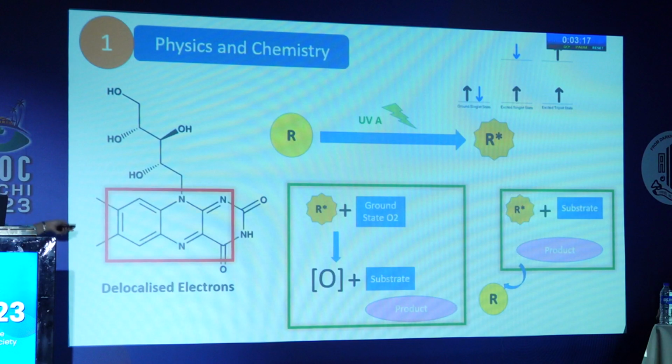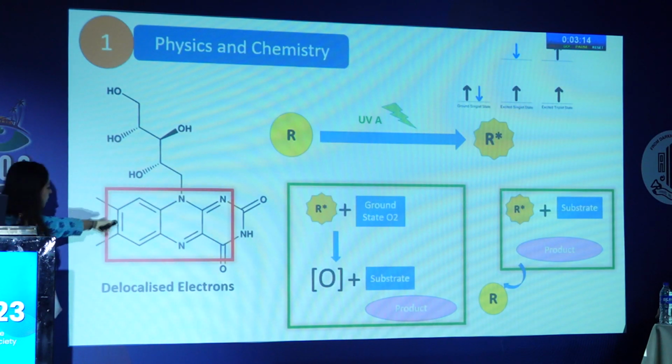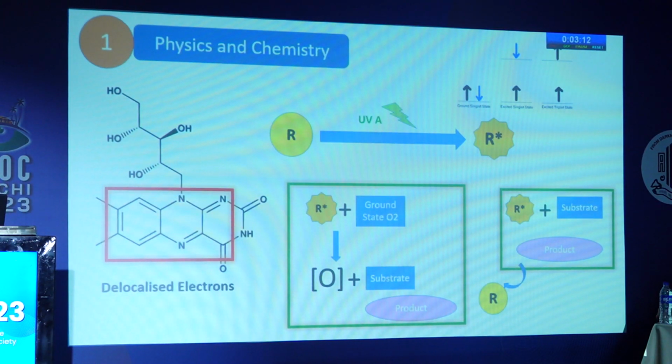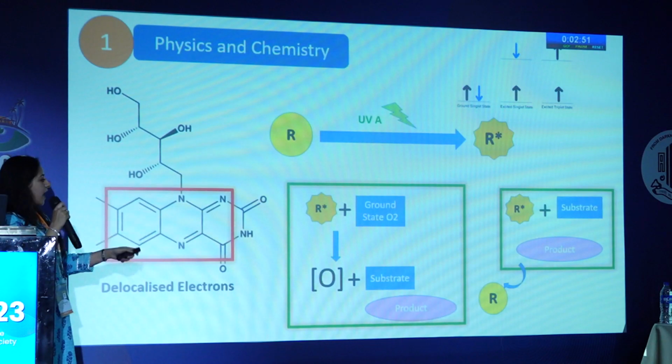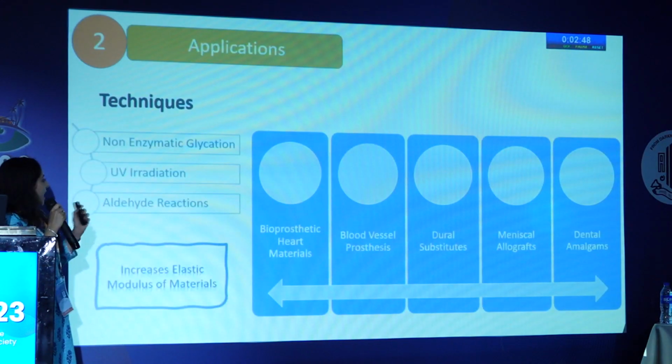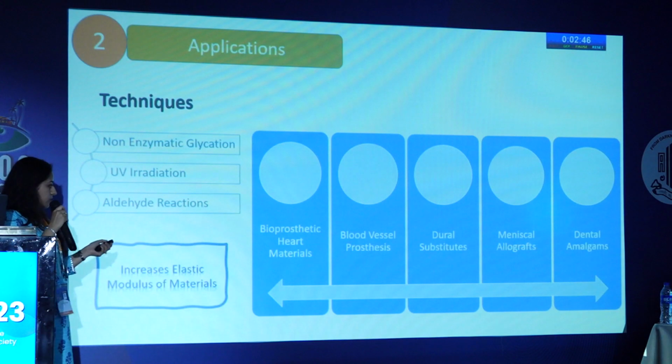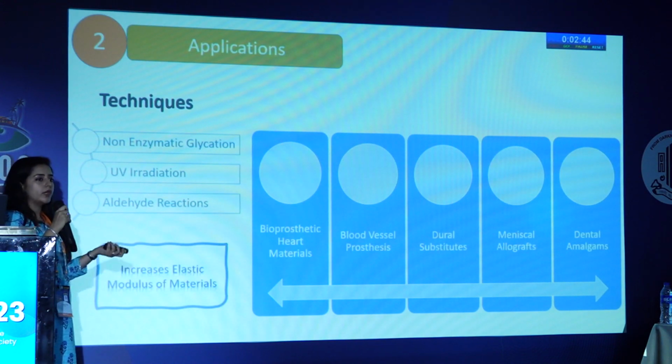So this is the molecule of riboflavin, and this is something called delocalized electrons. Now, can I have the coordinates, please? These delocalized electrons can be photoactivated by UVA light to an excited triplet state of riboflavin, and this excited riboflavin then interacts with the substrate in aerobic and anaerobic reaction to bring about the product. And this process has been used in polymer chemistry and has been used to manufacture various prosthetics.